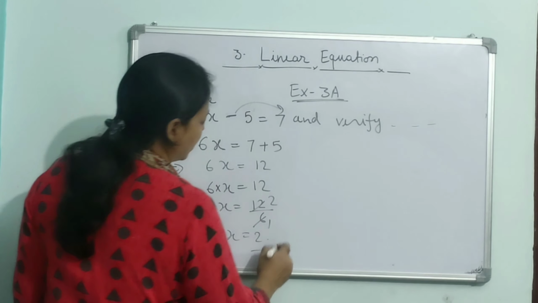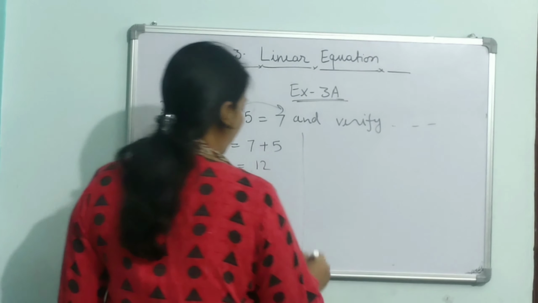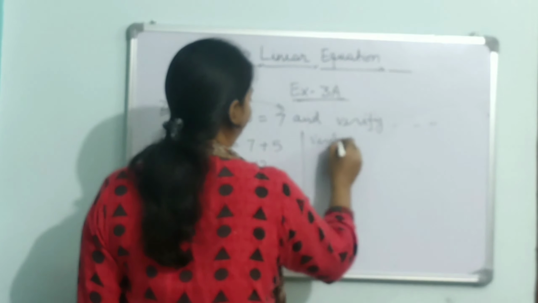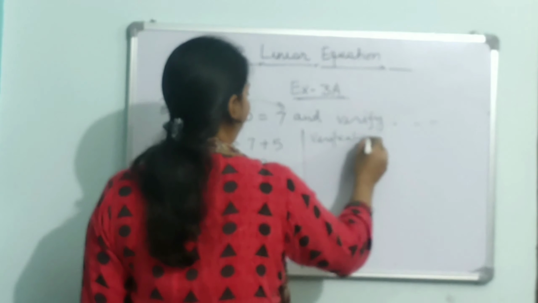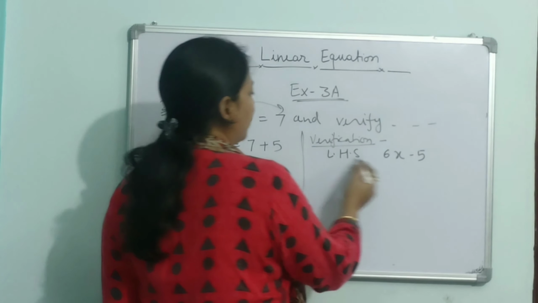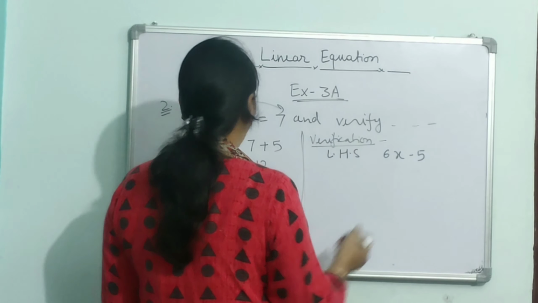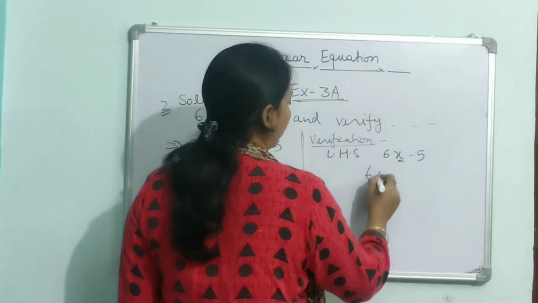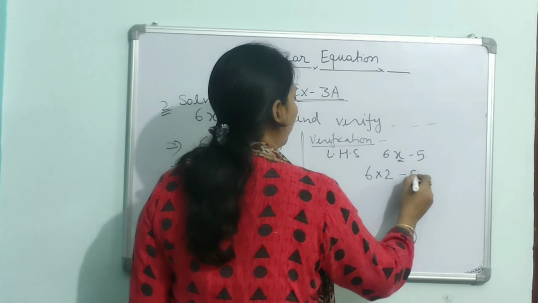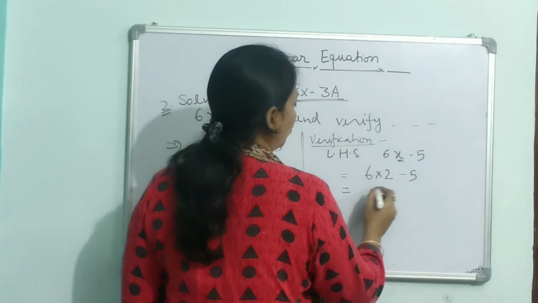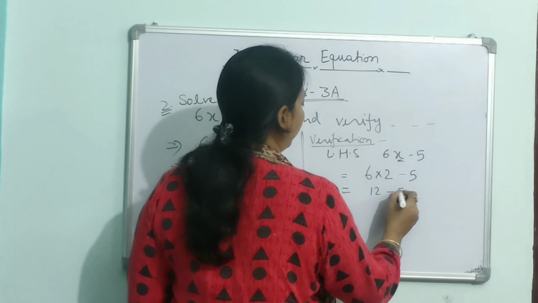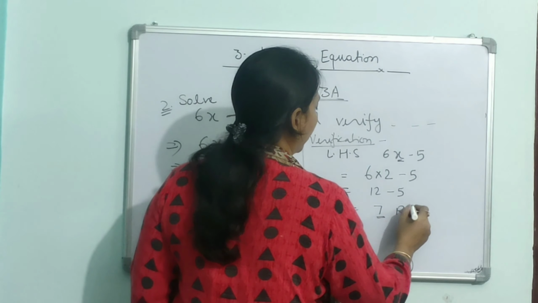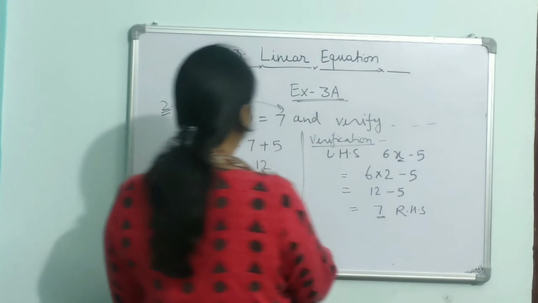Now the verification part. Left hand side is 6x minus 5. Now here the value of x is 2, so we will put 2 here. 6 into 2 minus 5. So 6 into 2 is equal to 12 minus 5, and 12 minus 5 is 7. So this is your right hand side value. Right hand side value is 7.